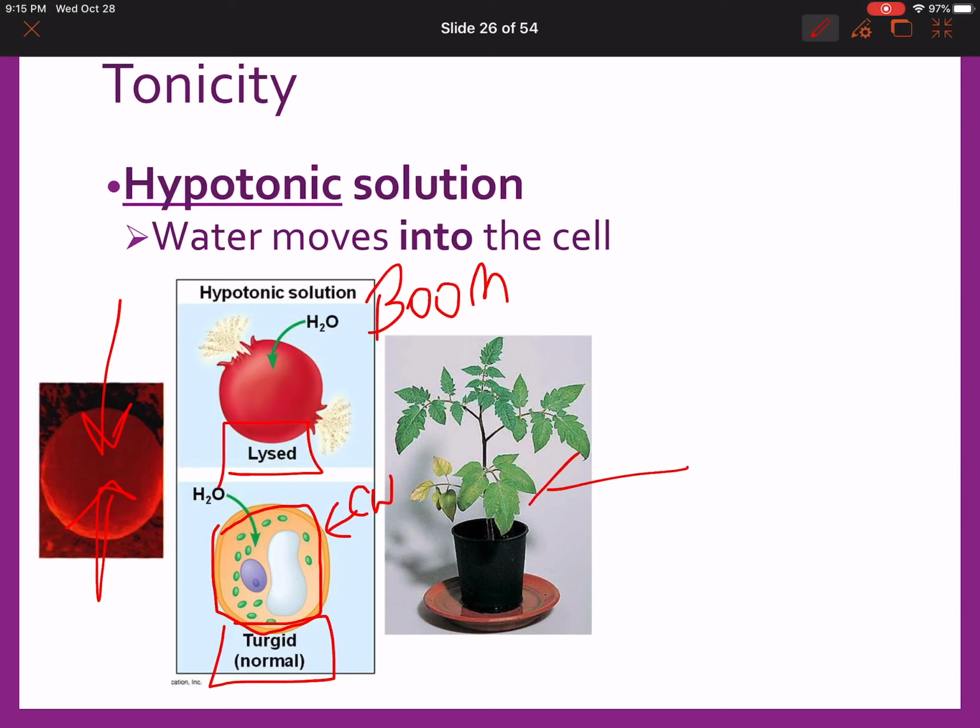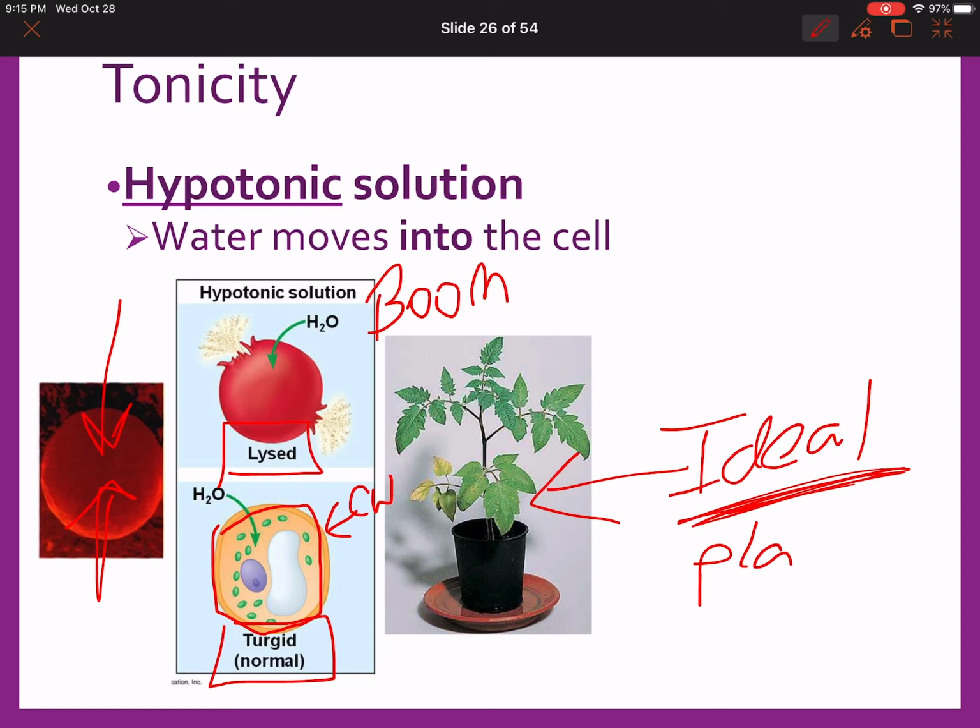In fact, this is ideal. This is the best possible environment for plants, because plants can't drink. No mouth. So instead, they need the hypotonic to force water into the plant cells. Hypotonic is how plants drink. So this is a happy plant. It's a dead red blood cell.